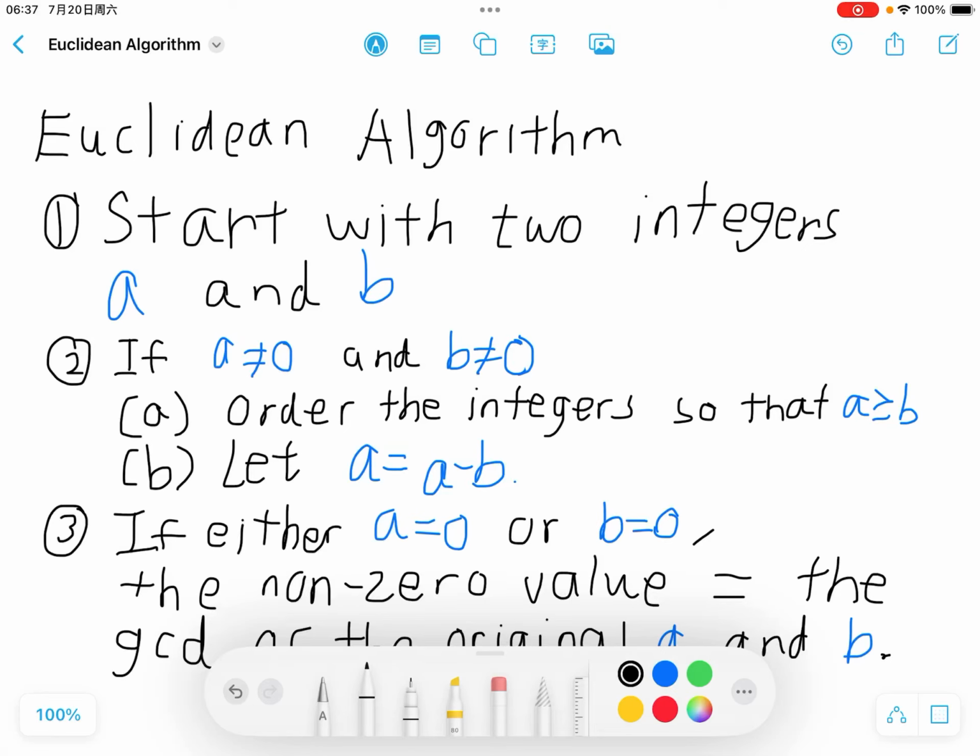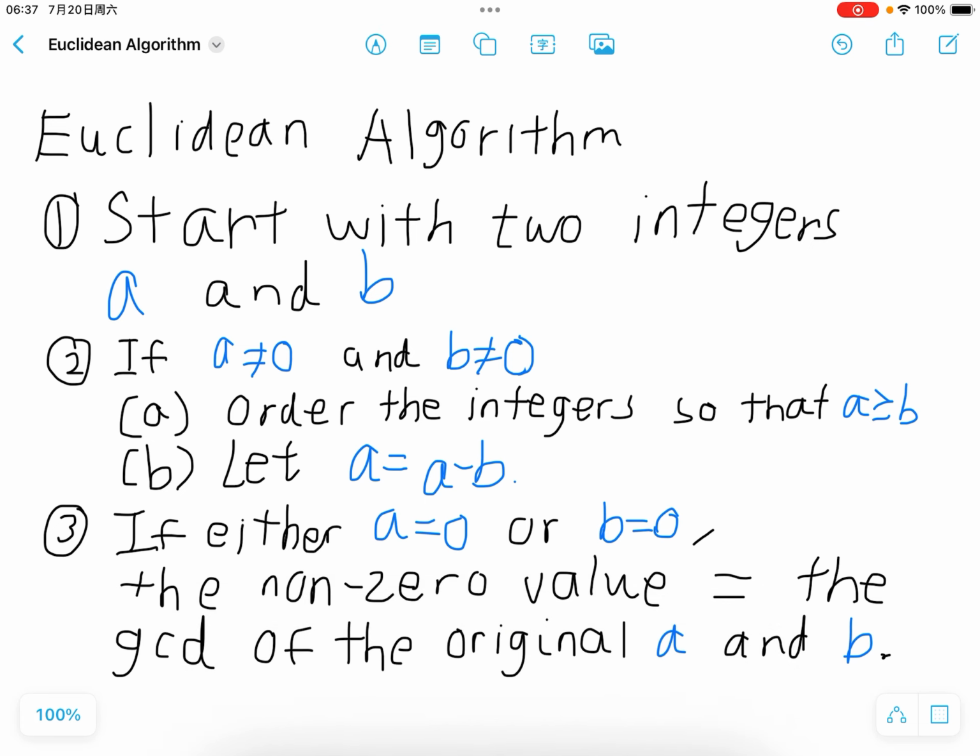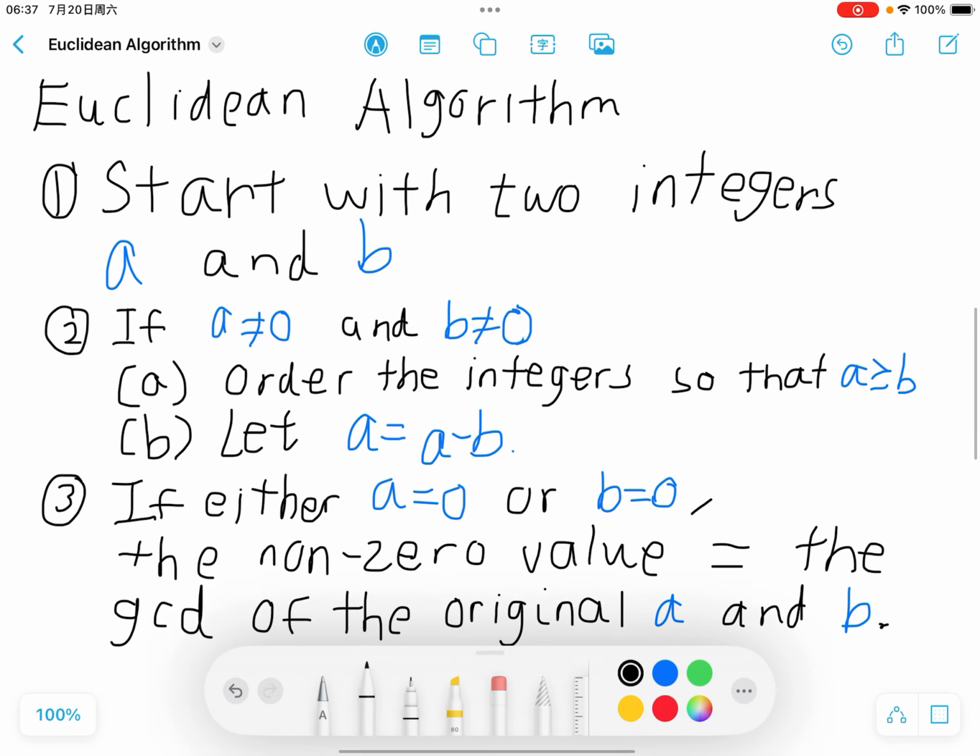Today we're gonna prove the Euclidean algorithm, but if you don't know what it is, or you want a quick recap because you've kind of forgotten, here's the Euclidean algorithm. You start with two integers a and b, then you order the two integers so that a is larger or equal to b, and you let a equals a minus b. If either a equals 0 or b equals 0, then the non-zero value, the GCD of the original, is equal to the GCD of the original a and b.